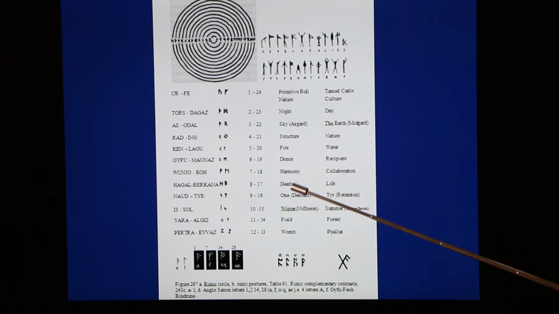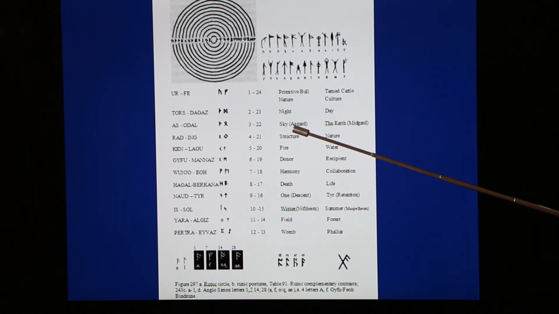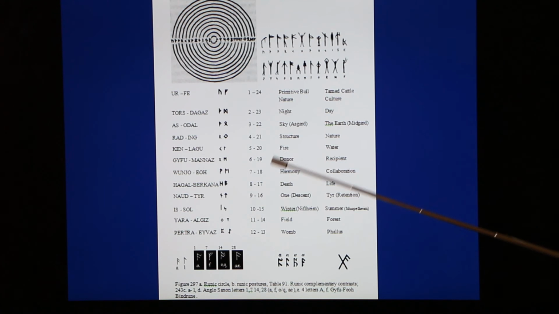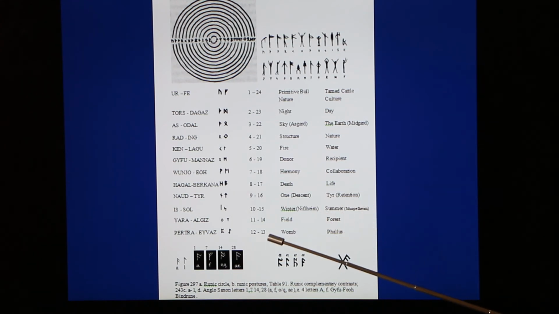But now I read this as a symbolism: primitive bull, tamed cattle, nature, culture, night, day, sky, Asgard, earth, Midgard, structure, nature, fire, water, donor, recipient, harmony, collaboration, death, life, one, descent, tier, retention, winter, Niflheim, summer, Muspelheim, field, forest, womb, phallus.